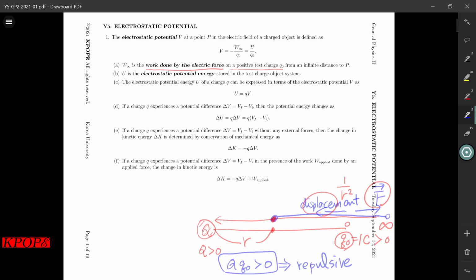If we carry out some work on the system, then the system obtains some energy. Because the work done to the system from infinity to a certain position is positive, it is changed into electrostatic potential energy. So the negative of the work done by the electrostatic force is the electrostatic potential energy.